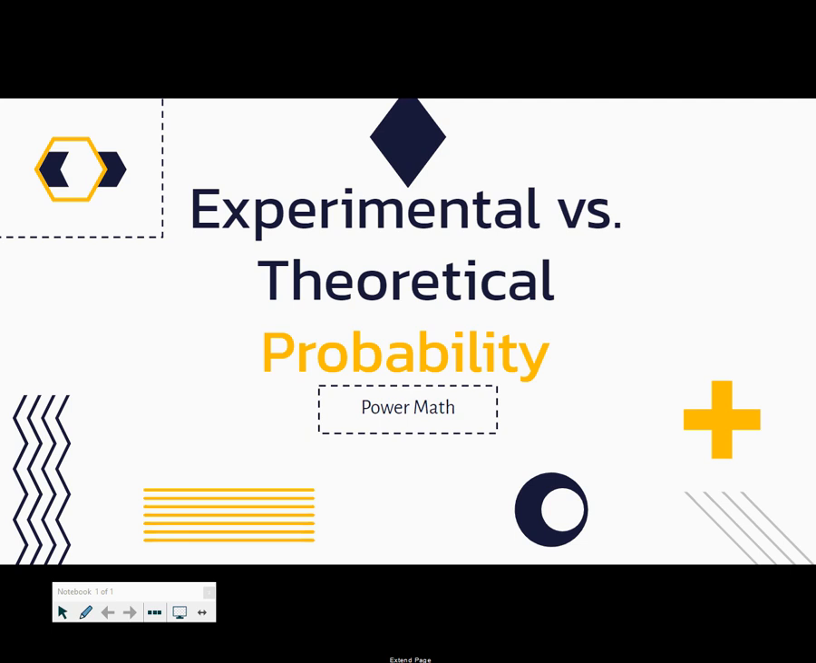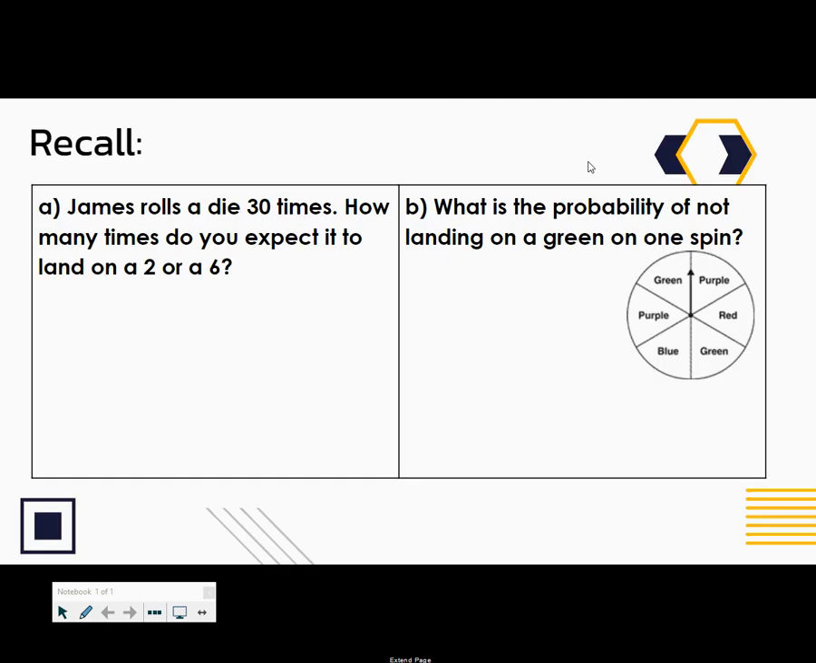So today's lesson is going to be on experimental versus theoretical probability. Those are two types of probability that you will learn in 7th grade. Make sure you've done these two questions and gotten them checked before you move on. Please raise your hand when you are done with the two recall questions, because these are not related to theoretical or experimental probability. They are ones that we have covered in our previous classes. So pause the video now.